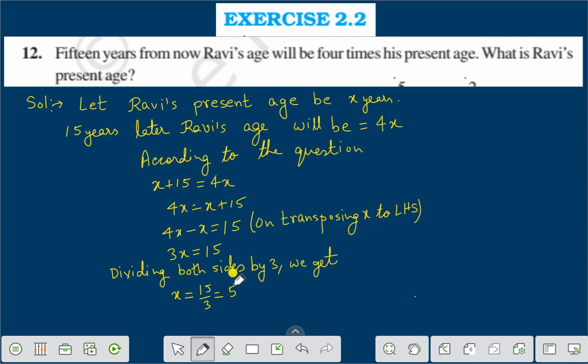Therefore Ravi's present age is 5 years. Therefore we can say that Ravi's present age is equal to 5 years.